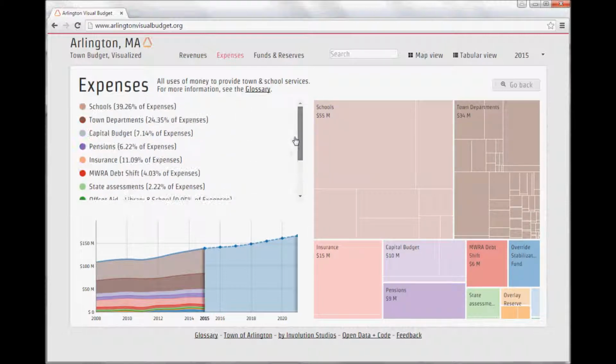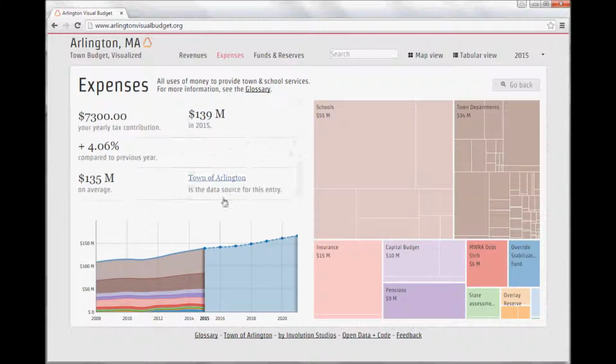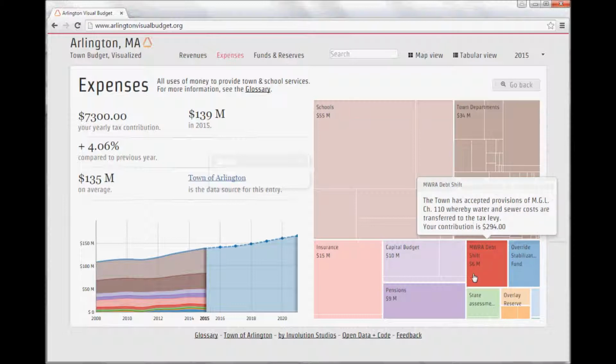At the bottom is a graph showing the trends from the most recent 5 years and the forecast for the next 5, which are from the town's long-term financial plan. By sliding the baseline, you can watch how the town's total expenditures have changed over the years and how the distribution has changed over time. The blocks on the right are called a tree map, a type of visualization which lets you see the big picture but dive into the details you might be interested in.